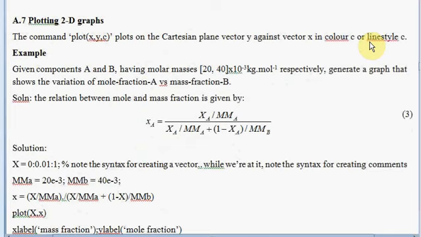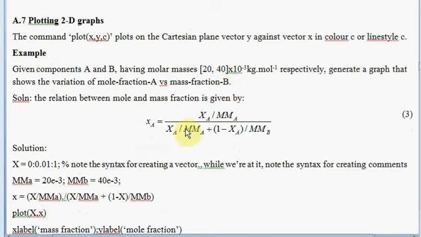Alright, let's look now at plotting the results for a specific example. So this example is fairly chemical engineering in flavor. So that's the problem given here. We've got two components, A and B, and the molar masses are given here. You see I'm sticking strictly to SI units, kilograms and moles. So that's 20 times 10 to the minus 3. More conventionally, we'd show this as grams per mole. But anyway, we want to plot now a graph that shows how the mole fraction of A changes against the mass fraction of B.